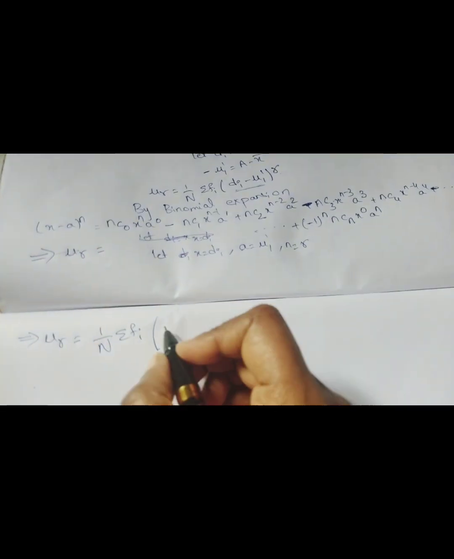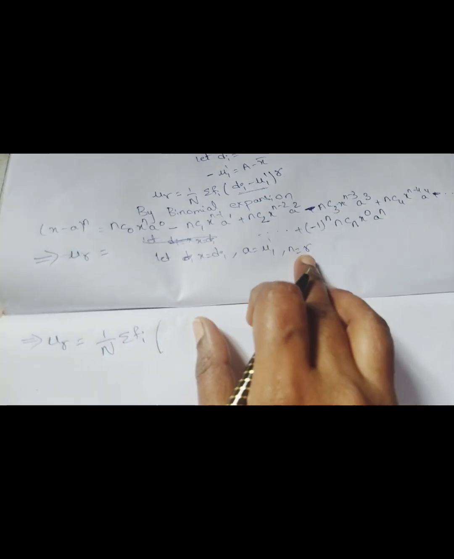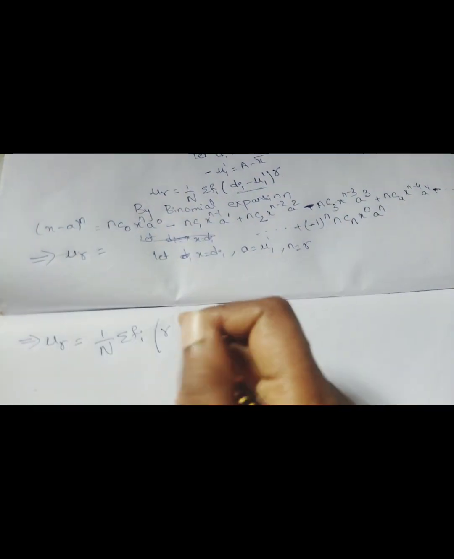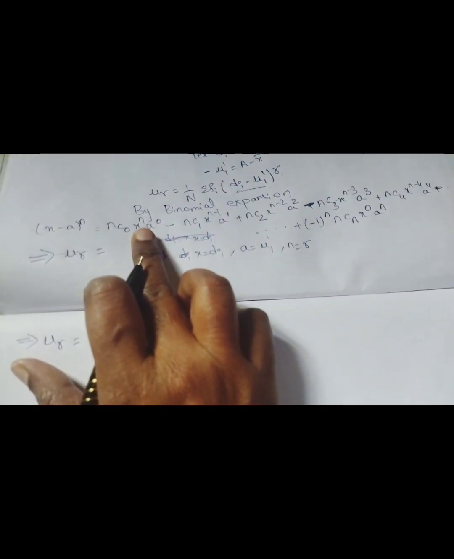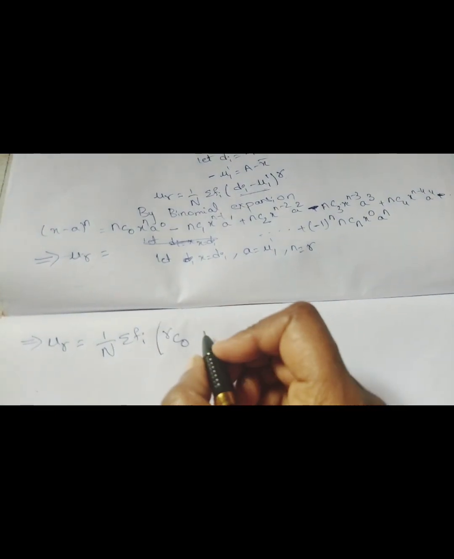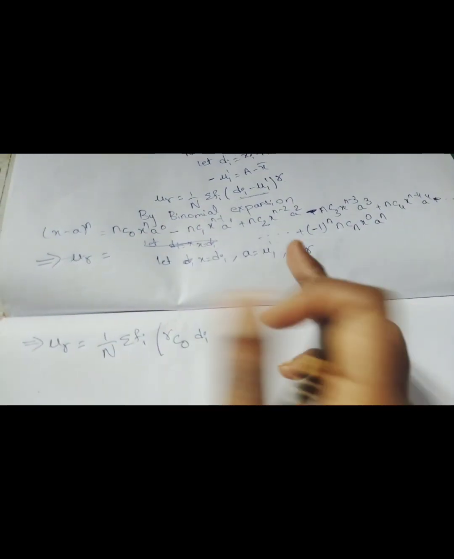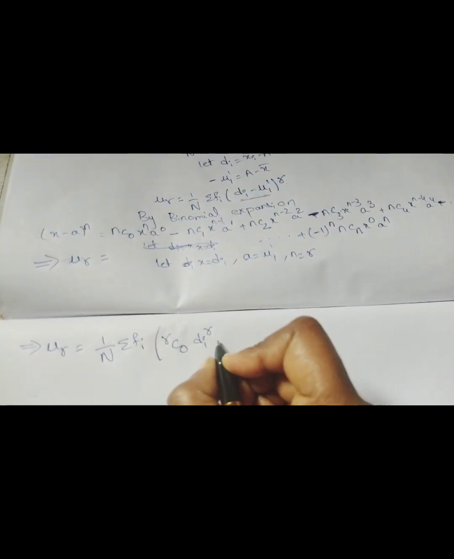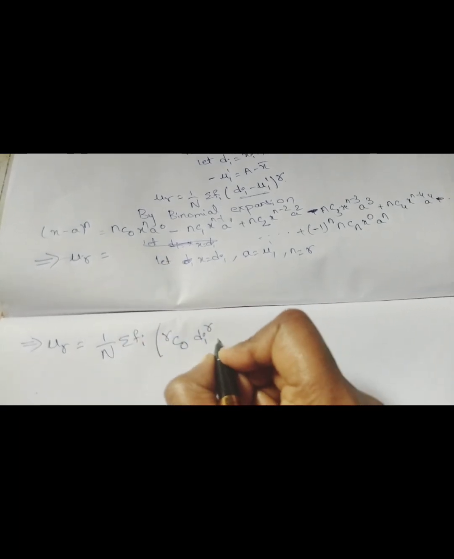By using this formula, it changes to: in place of n, what do I have to take? r. So rC0, and in place of x, I have to substitute di. So di whole power r, since n means we have to take r. So di power r, a power 0. What is a here? Mu 1 dash. Mu 1 dash whole power 0.